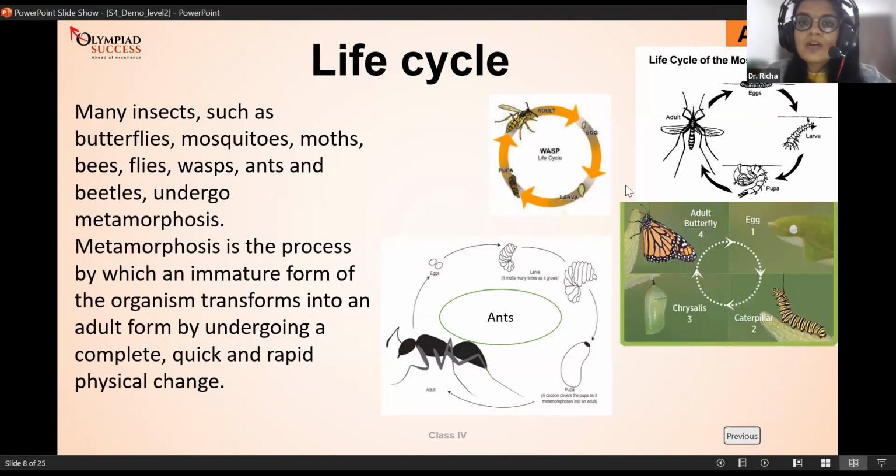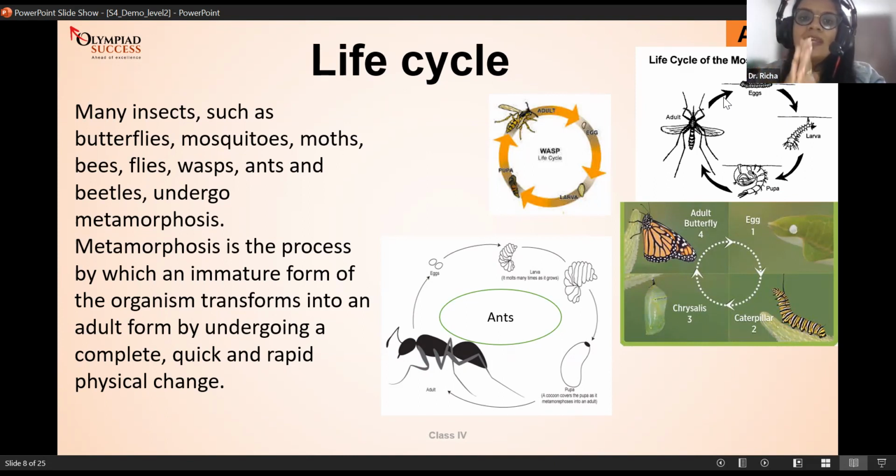Now we are moving on to the life cycles. First and foremost, we are talking about the life cycle of the animals or the insects or the invertebrates which have 4 stages in their life cycle. Why are we talking about 4 stages in particular? Because we're talking about a thing called metamorphosis.